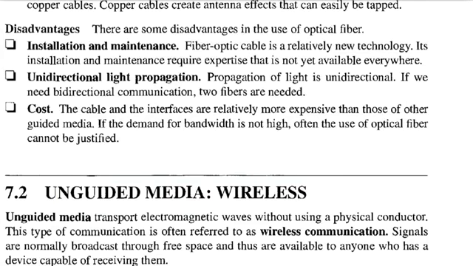Disadvantages. There are some disadvantages in the use of optical fiber. First, installation and maintenance. Fiber optic cable is a relatively new technology. Its installation and maintenance require expertise that is not yet available everywhere. Second, unidirectional light propagation. Propagation of light is unidirectional. If we need bidirectional communication, two fibers are needed. Third, cost. The cable and the interfaces are relatively more expensive than those of the other guided media. If the demand for bandwidth is not high, often the use of optical fiber can't be justified.